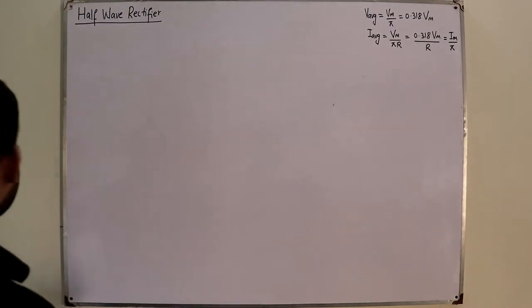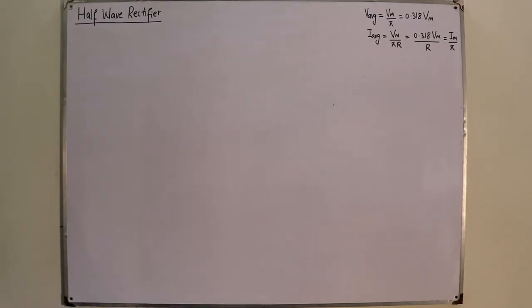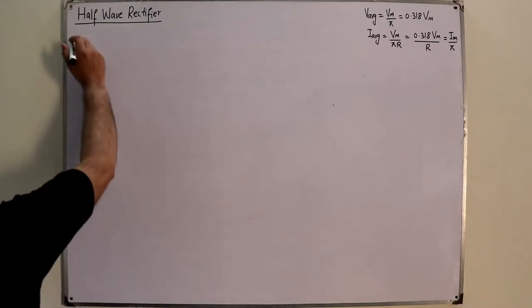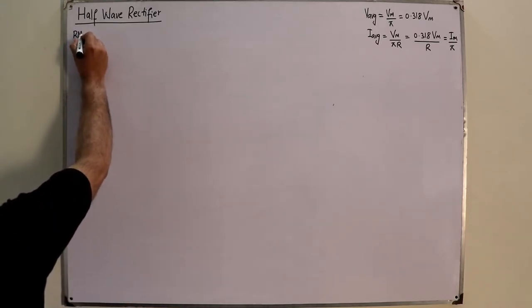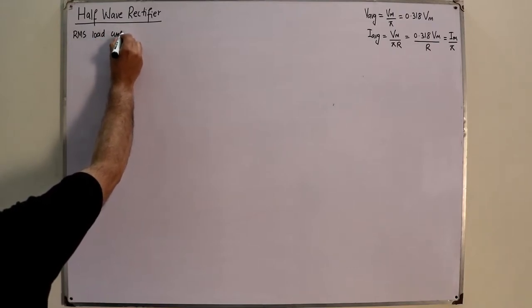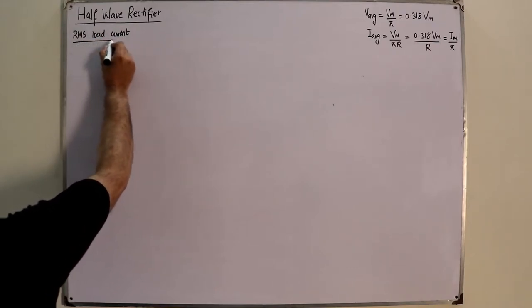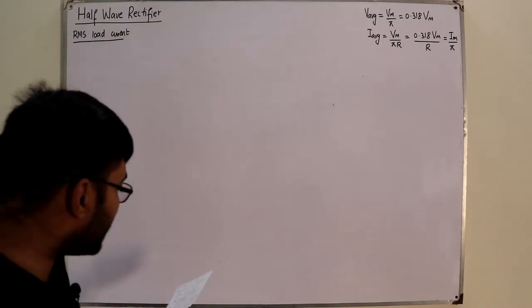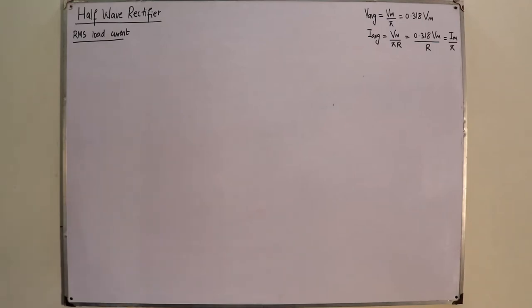Similarly, today the second term that we have is the RMS voltage, or the RMS current, let's say. The RMS load current, output current, okay? So RMS load current. And you know what RMS means? Root mean squared value. So what is that?